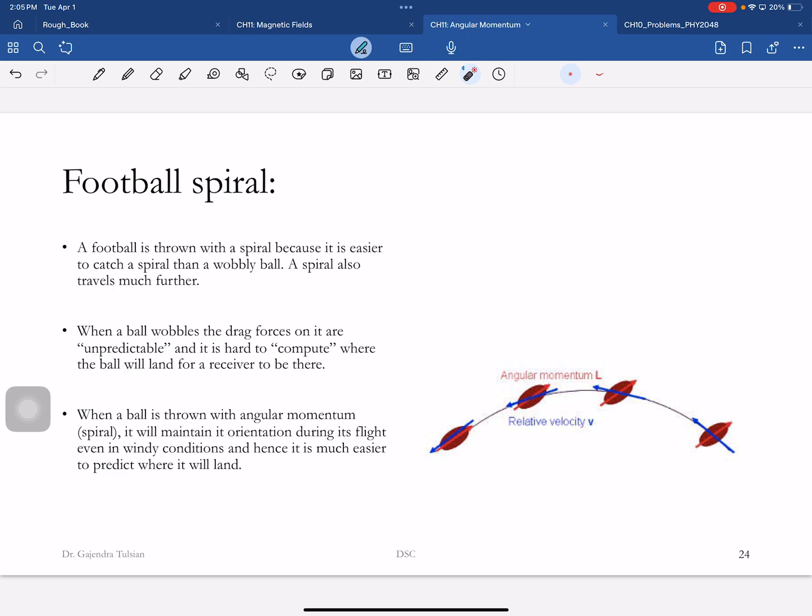Here's a right-hand quarterback giving it spin, and there's the angular momentum. The wind does not apply any external torque on it, so this angular momentum remains constant. And this trajectory is easy to calculate even with drag forces present.